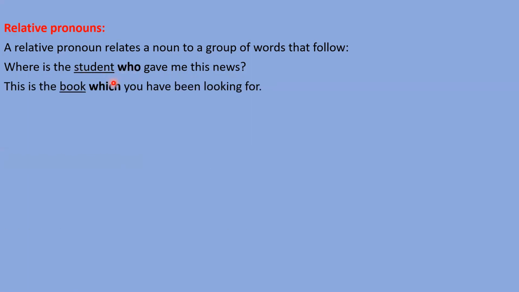See the next sentence. This is the book which you have been looking for. This is the book which you have been looking for. So this WH word connects all the rest of the sentence with the book. So which is the relative pronoun here, and the book is the antecedent of the which word.